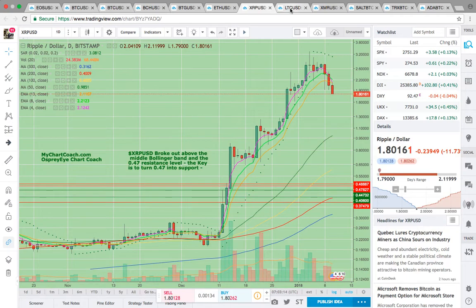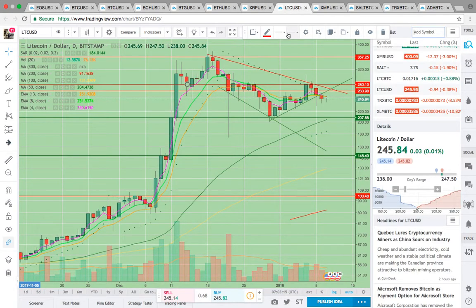With XRP, the Fibonacci retrace happens, and that gives traders a chance. These are trading vehicles. That's what they're for. People are buying these as speculation. Most people are speculating.